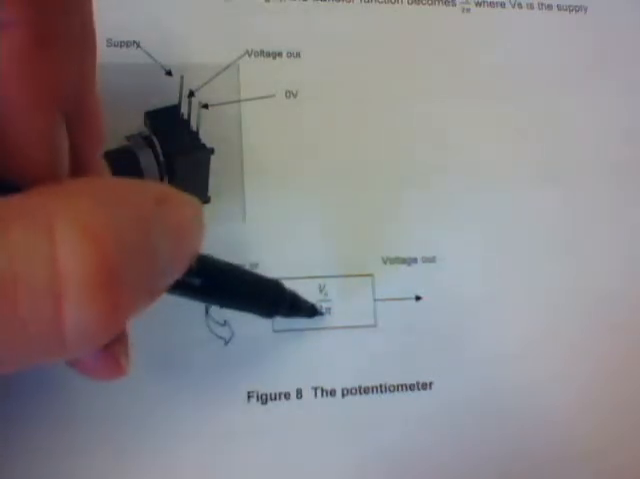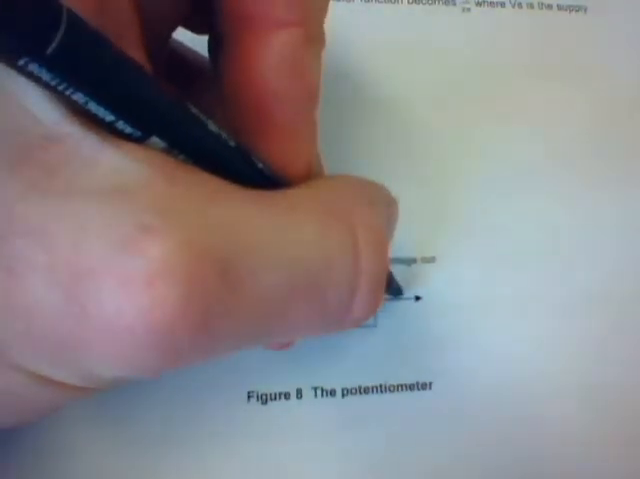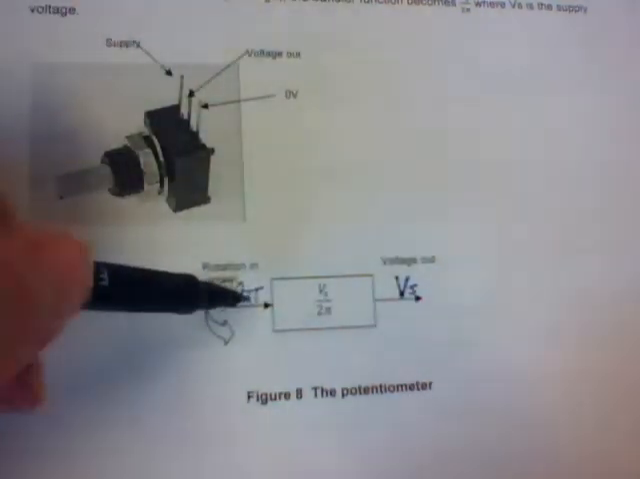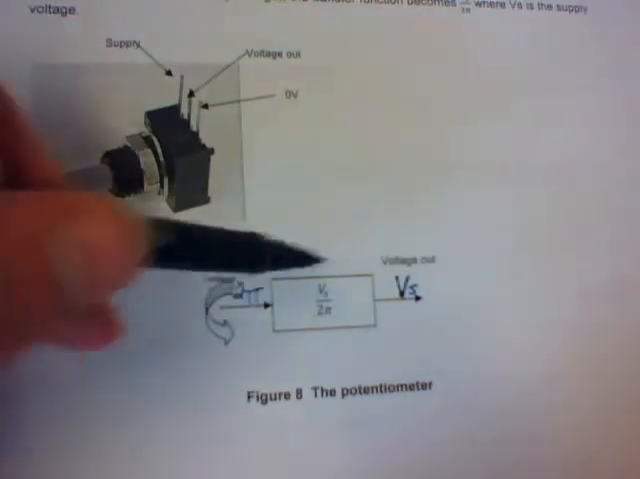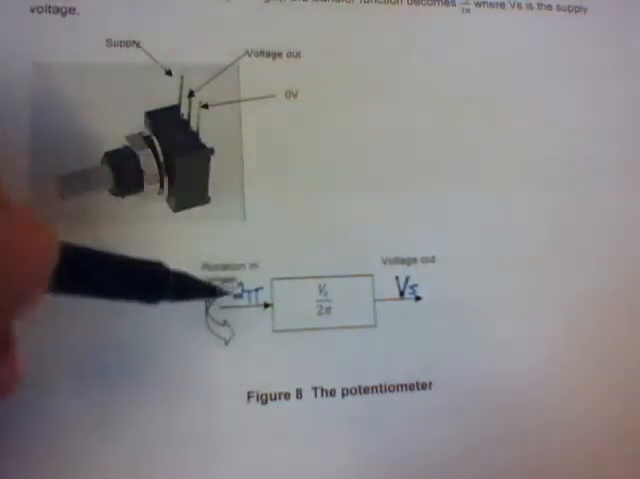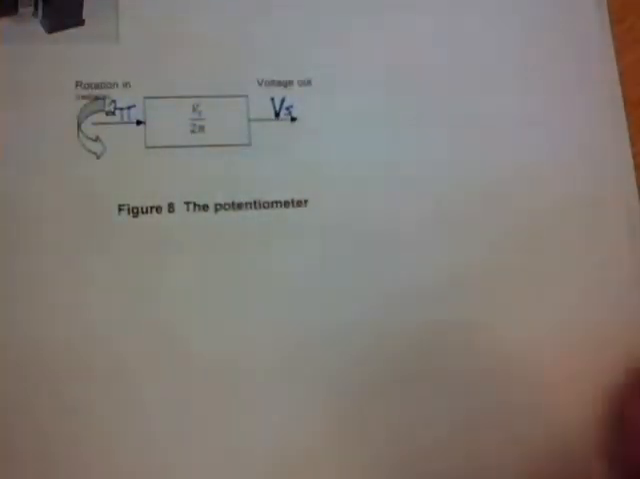2 pi multiplied by Vs divided by 2 pi. 2 pi divided by 2 pi would cancel out, so the output would be Vs. And if the revolution was 0 radians, it would have 0 times this, so the output voltage would be 0. So have a think about what would happen if I turned it halfway. If the input was just pi radians, what would the output voltage be?